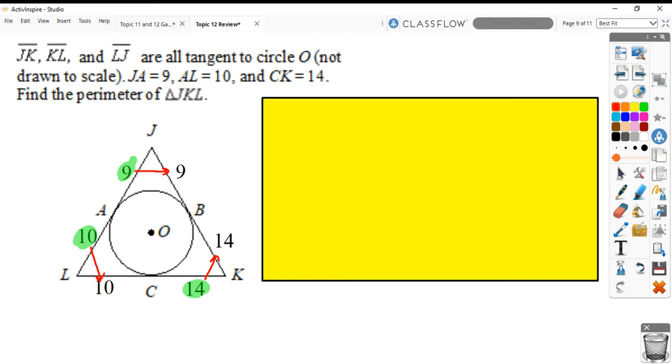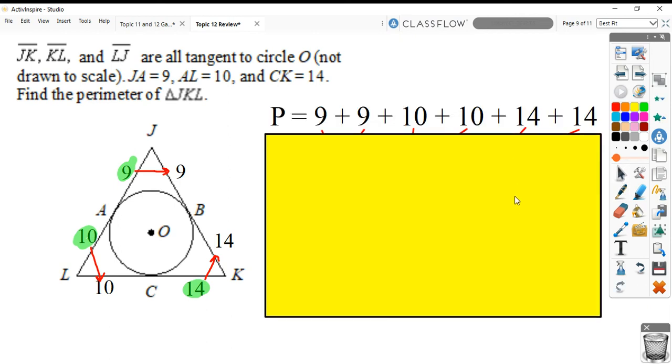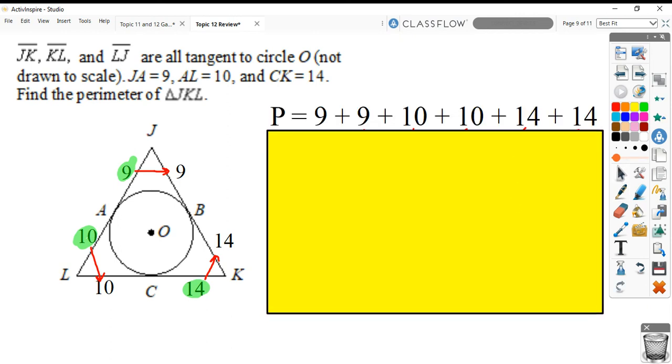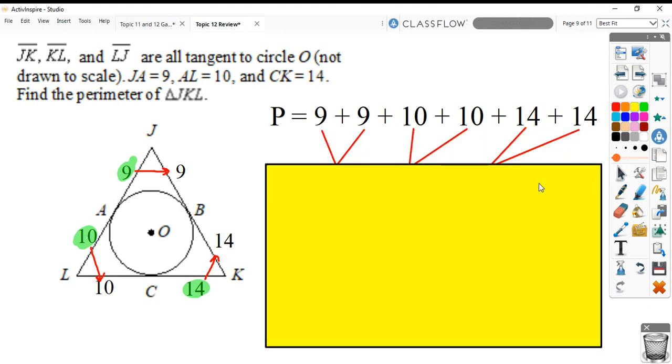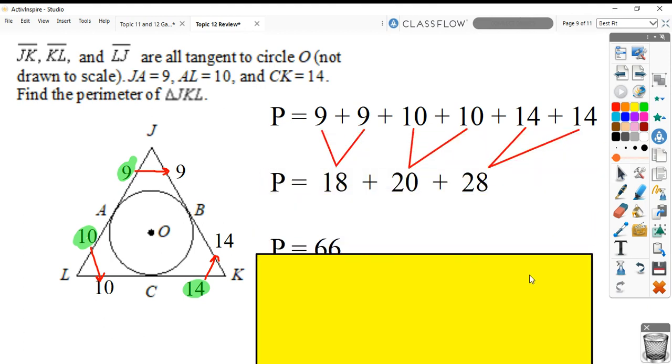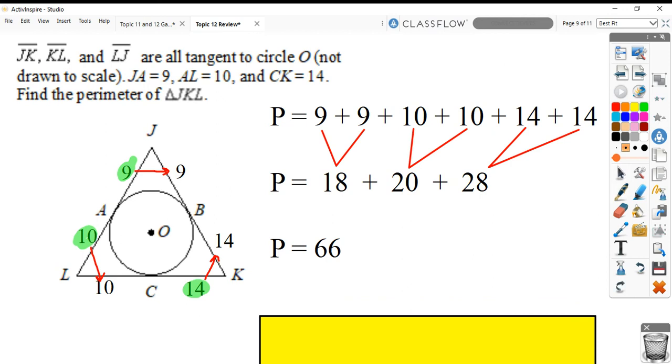When it asks about the perimeter, we know how to find the perimeter of a shape. Okay, perimeter of a shape is just adding up all of the side lengths. So we add up all those pieces, 9 plus 9, all the way around. Okay, and that's just simplifying it down. Your perimeter turns out to be super simple to find. Turns out to be 66.